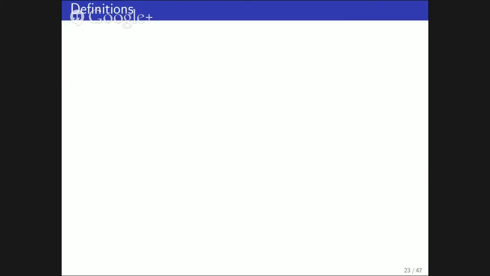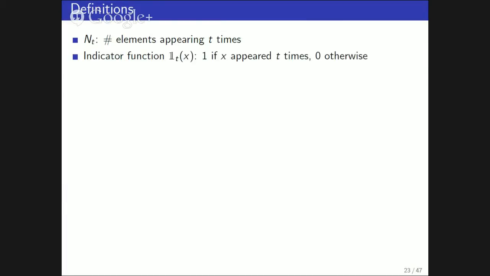Okay, so maybe a few definitions. We have one slide of definition and one slide of proof. So Nt, we defined it before, is the number of elements that appeared t times. And we let the indicator function 1t of x be 1 if x appeared t times and 0 otherwise. So this number is not a constant; for every x and every t it is a random variable. So it's a 0, 1 or Bernoulli random variable.